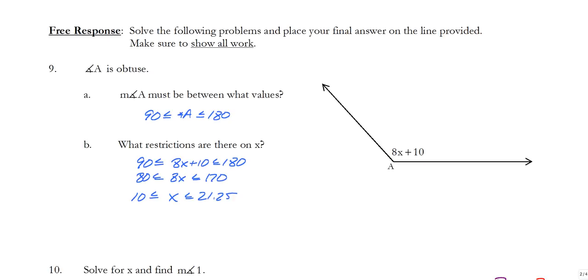For number 9, this is a question that should not be any surprise to you. The only difference is we changed the word to obtuse. So on our last quiz and on the pop quiz and in the notes, we had an acute angle. If we're working with an obtuse angle, the only difference is it's between 90 and 180. It's not 0 to 90. So we would just have to set 8x plus 10 in between 90 and 180. And you would get an x value between 10 and 21.25.